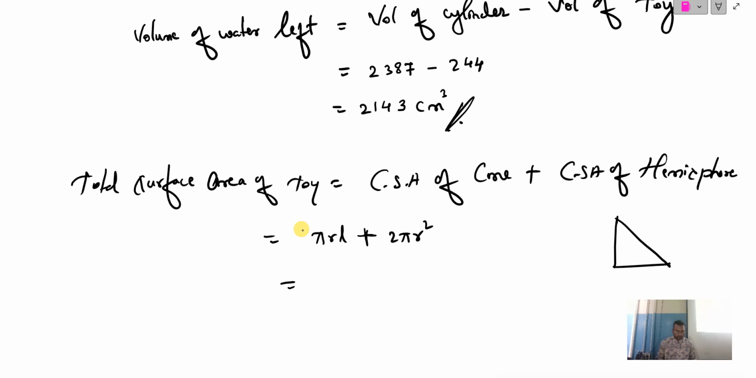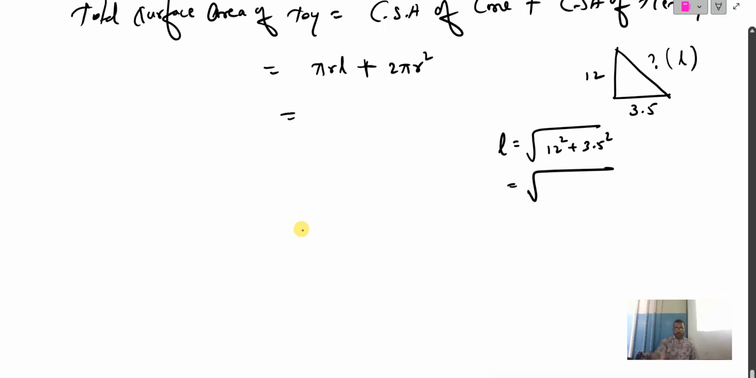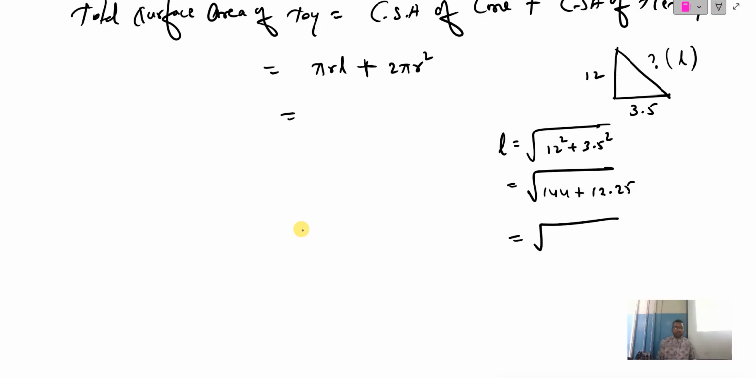What is the root of 156.25? 12.5. Let me check: 12 into 12 is 144, keep point 25 down. 245 into 5: 5 fives are 25, 5 fours are 20 plus 2 is 22, 5 twos are 10. 1225. So the answer is 12.5. So the slant height is 12.5 centimeters.